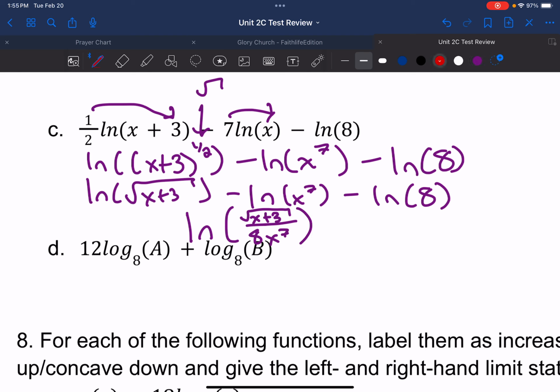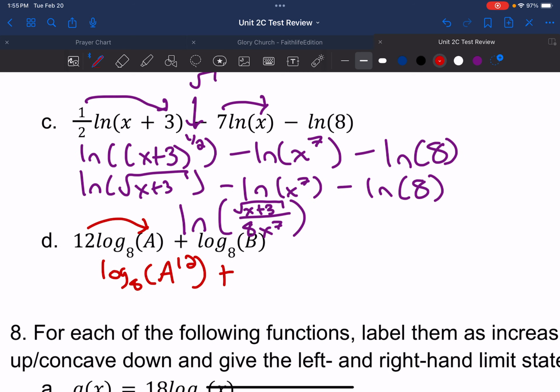And then for this one, this is super easy. Just move that to the top. I've got log 8 a to the 12th plus log 8 b, and this is multiplication because it is addition. So log 8, a to the 12th, b.